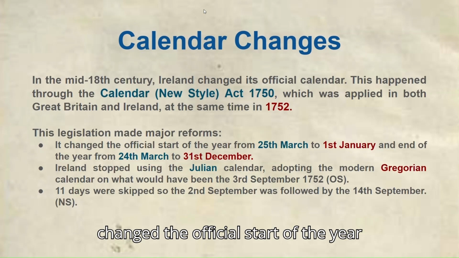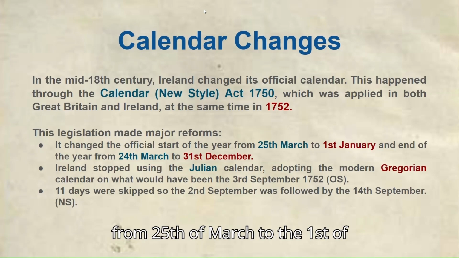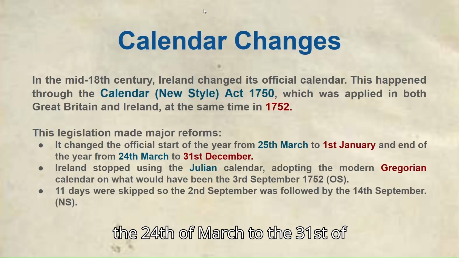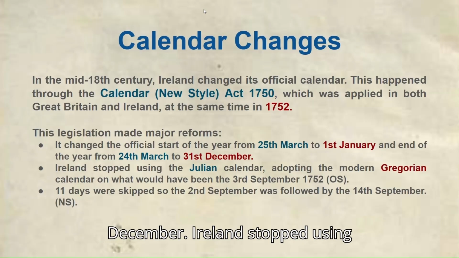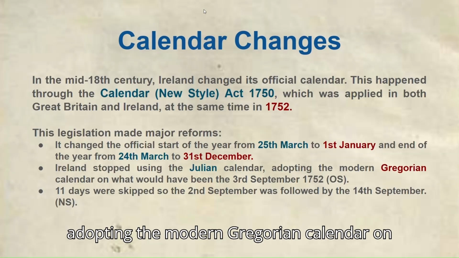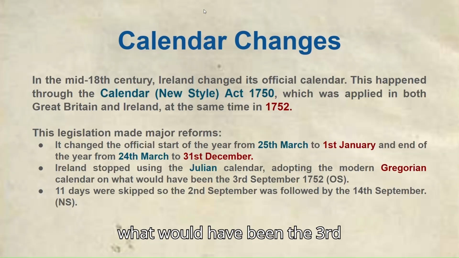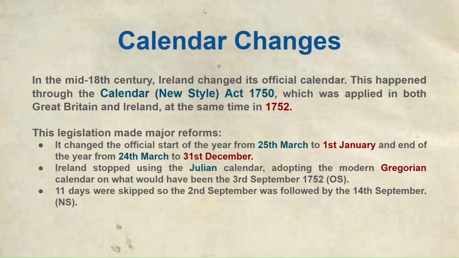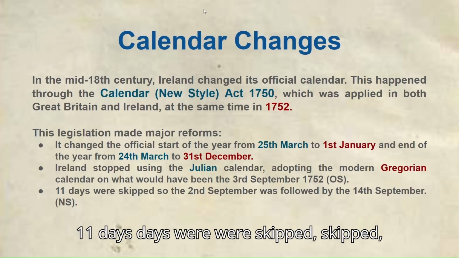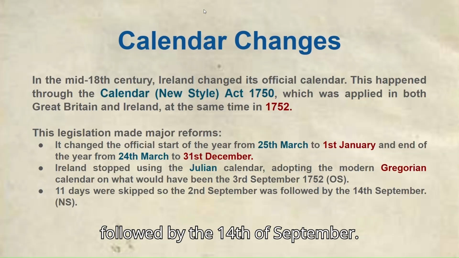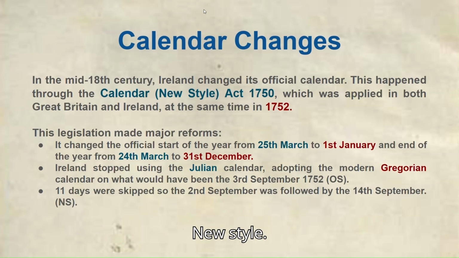It changed the official start of the year from 25th of March to the 1st of January, and the end of the year from the 24th of March to the 31st of December. Ireland stopped using the Julian calendar and started adopting the modern Gregorian calendar on what would have been the 3rd of September 1752 Old Style. 11 days were skipped, so the 2nd of September was immediately followed by the 14th of September New Style.